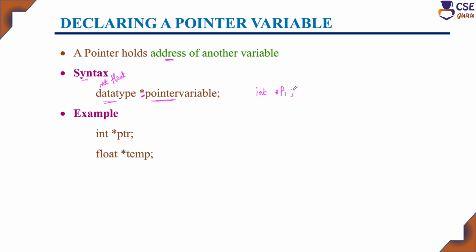Normally we declare p1, or int *ptr. Since it is a pointer variable, in short we use ptr. And like here, float *temp. You can give any variable name, but it should be preceded by this indirection operator star. So here this is the data type and the pointer variable declaration. Examples are int *ptr and float *temp. These are all examples of pointer variables.